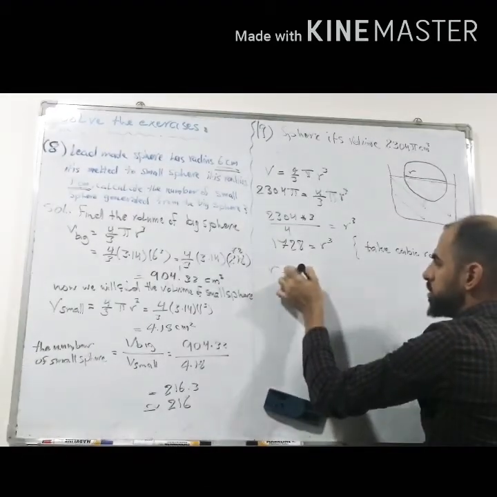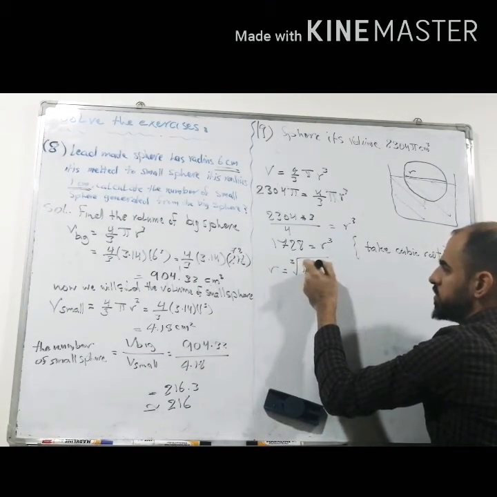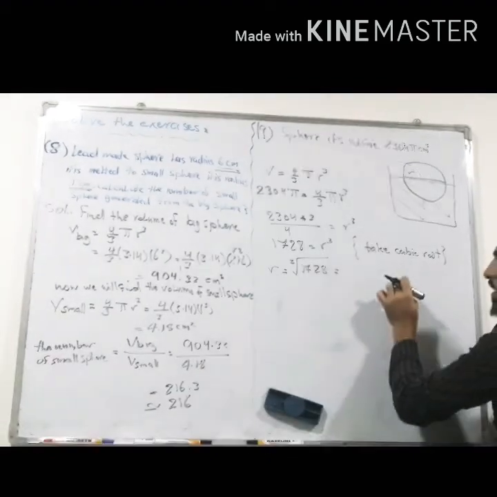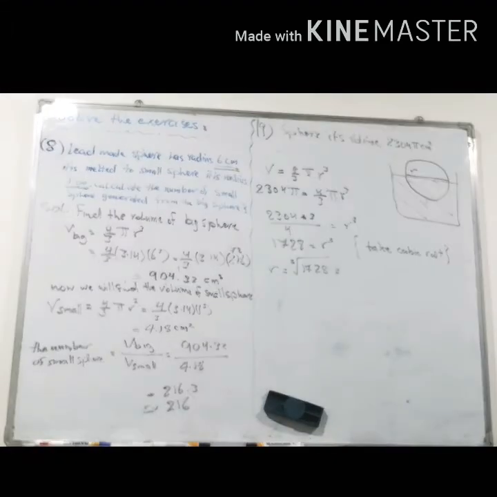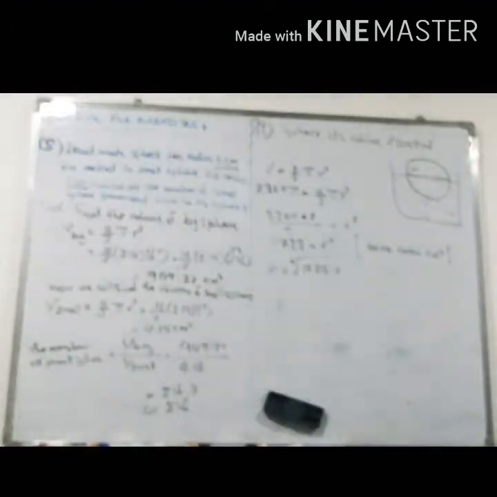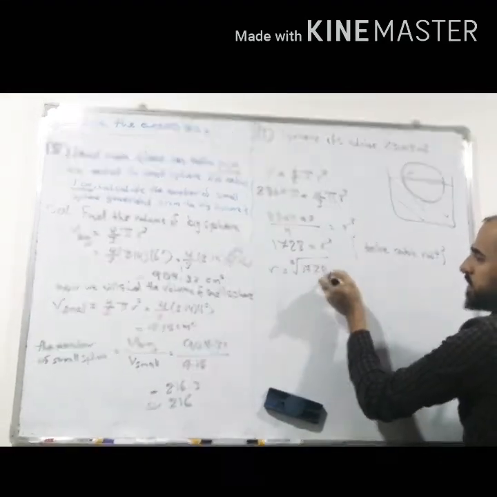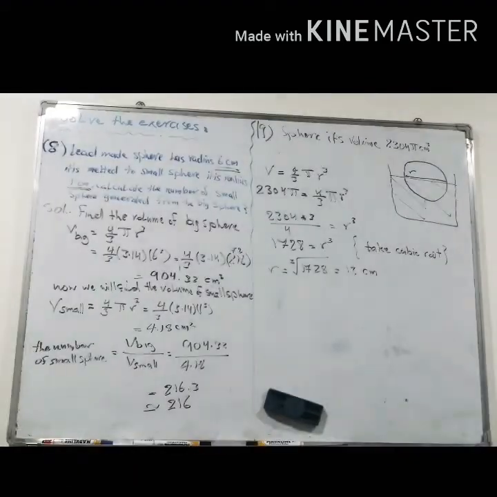Then r will equal the cubic root of 1,728. Since the number is more than 1,000, it will maybe be 11 by 11 or 12 by 12, by multiplying the number by itself 3 times. 10 by 10 by 10 is equal to 1,000. 11 by 11 by 11 is not the result. Then 12 by 12 by 12 will be equal to 1728, so 12 centimeters is the radius.